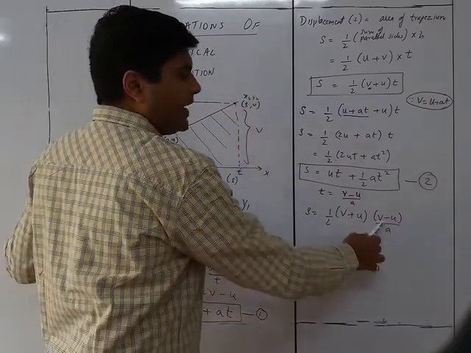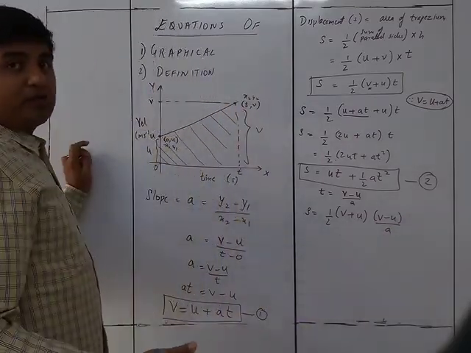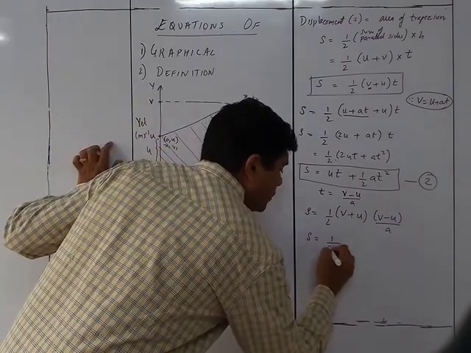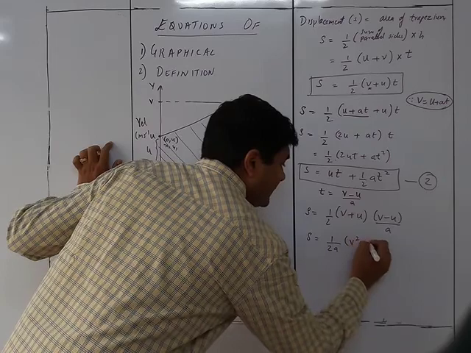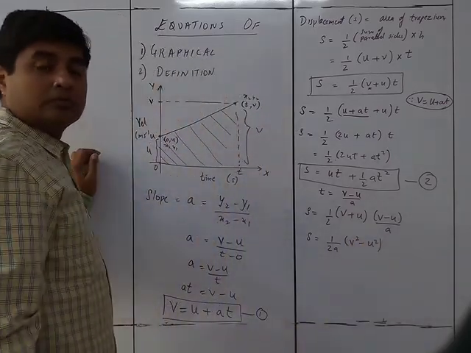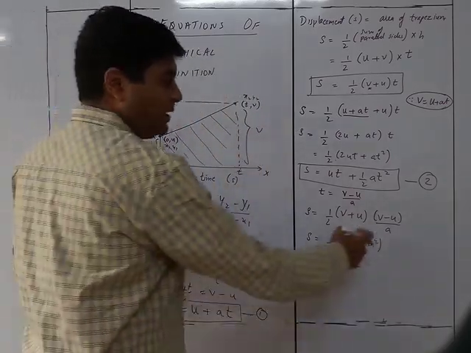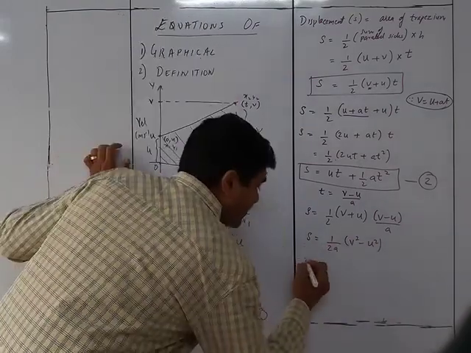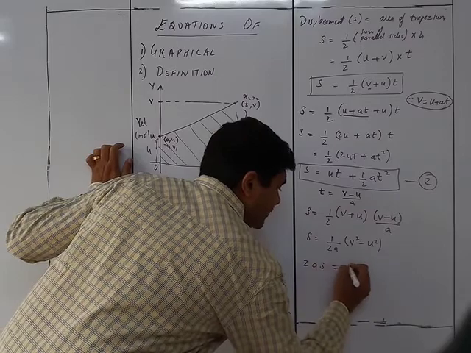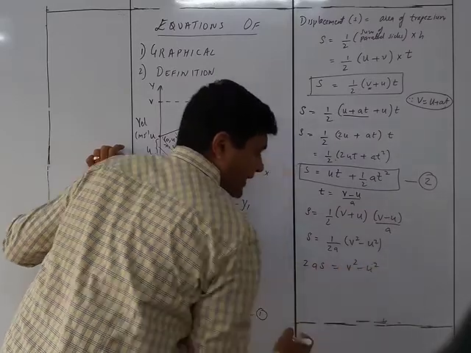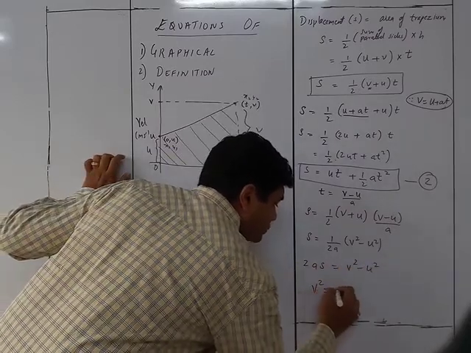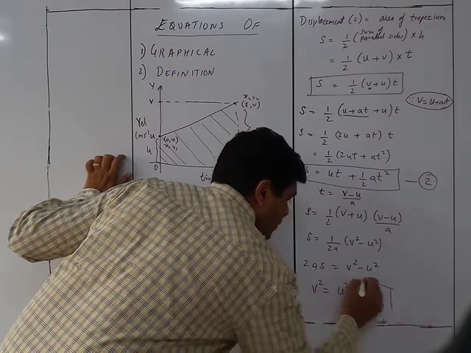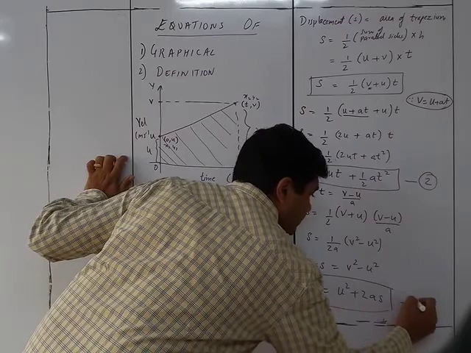So this is (a plus b)(a minus b). What is (a plus b)(a minus b)? a square minus b square. So S is equal to 1 upon 2a (v square minus u square). Got it? Because this is multiplication, 2a comes here, and this is v square minus u square. So 2as is equal to v square minus u square. Hence, v square is equal to u square plus 2as. That's the required equation number 3.